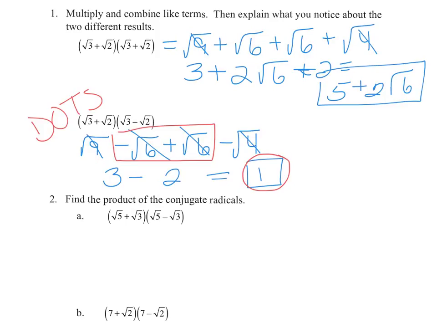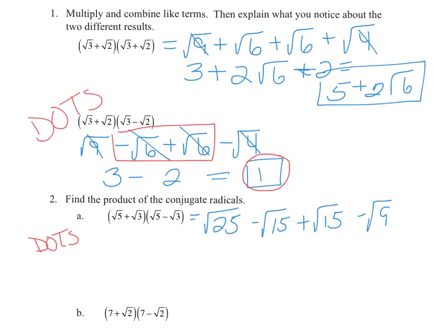The only difference is one would be a plus and one will be the minus. So they have opposite operations. So again, we know that's called the difference of two squares. So when we multiply these guys, let's see what happens. I'm going to get a radical 25 minus radical 15 plus radical 15 minus a radical 9. Simplify, 5, cancel, minus 3. My final answer is 2.